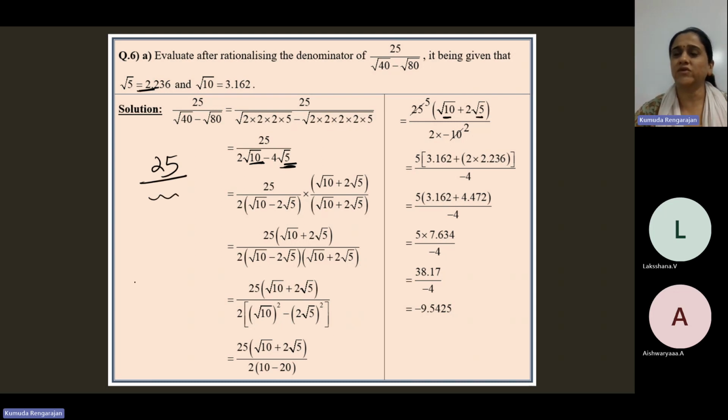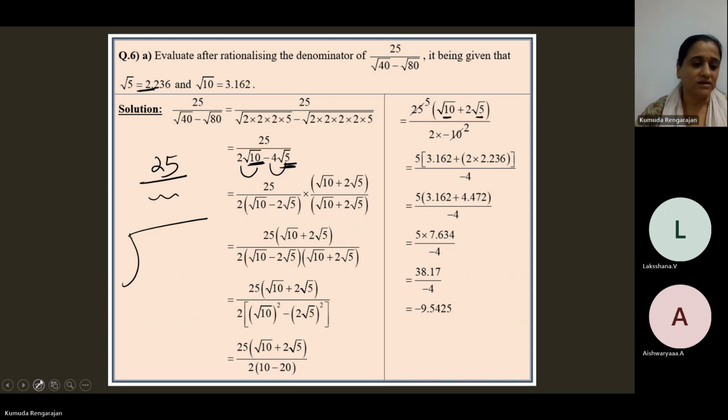We are not in 5th or 6th standard to perform long division and find the value. We are expected to use a particular procedure to find the value of this expression. Now you will say, why, even if supposing you use the value of root 10 here, 2 into 3.162 minus 4 into 2.236, you can simplify, get a value, and then perform the division and get it right. No, we are not expected to do it like that.